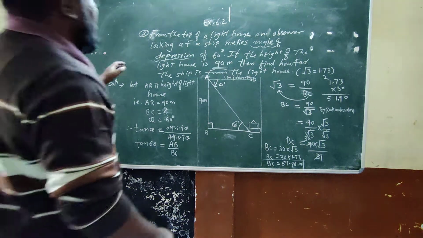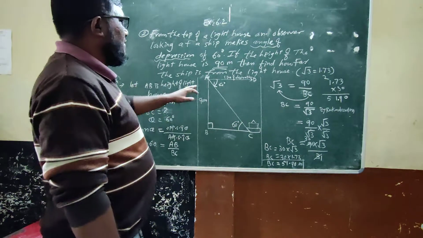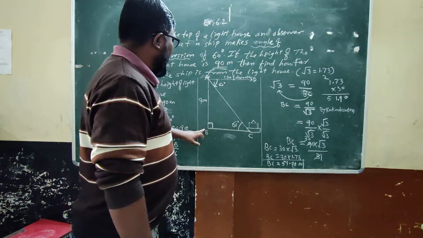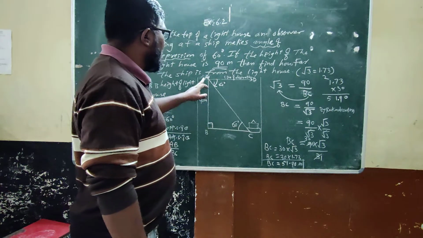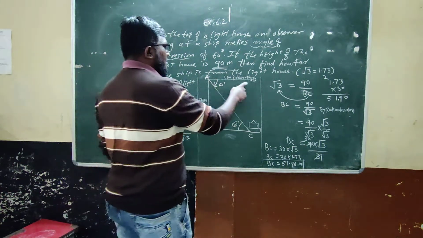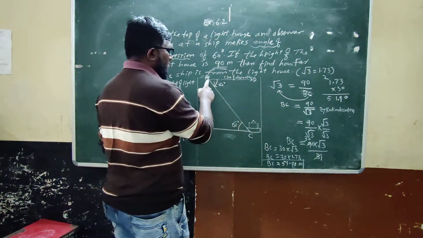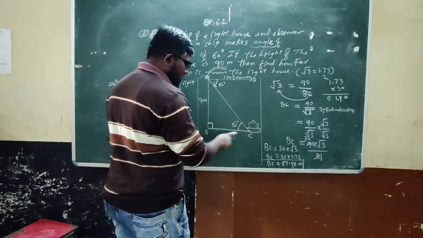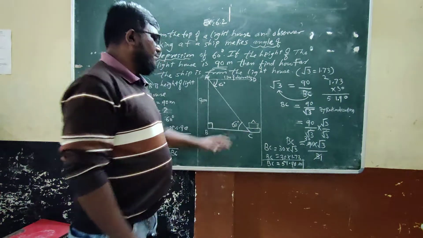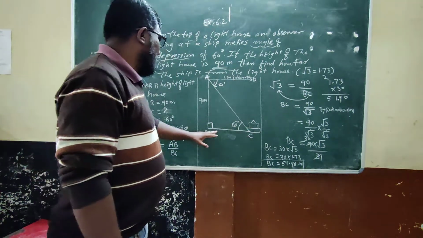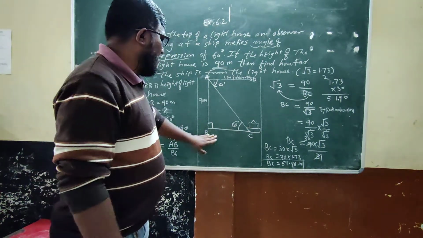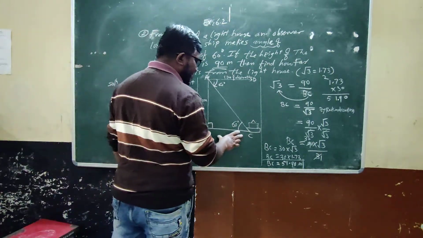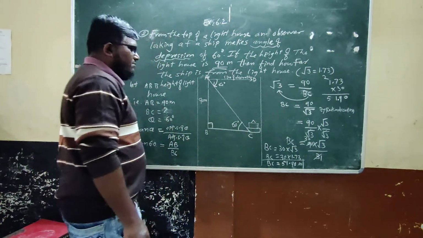Dear students, like this I have solved the example here. First of all, I have drawn the point A. AB is the height of the lighthouse. AD is the line of observation. Now like this, BC is the distance of the lighthouse from the ship, and the ship is standing at the distance of X. So we have to find at which distance the ship is standing from the lighthouse.